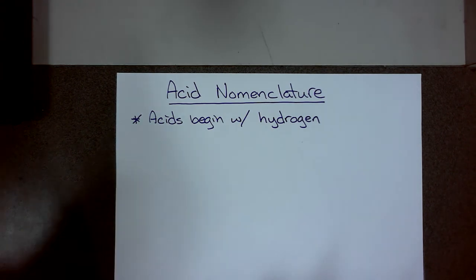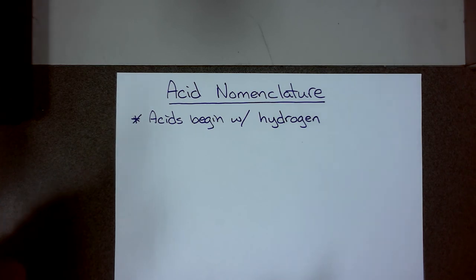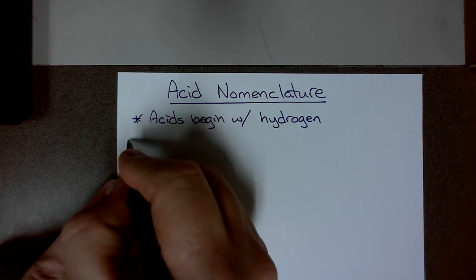So remember, if it has a metal to begin with, it's going to be ionic. So it's a metal to a nonmetal, that's ionic. Then if you have a nonmetal to nonmetal, then you know it's going to be covalent. And if your formula begins with a hydrogen, then you know it's going to be an acid. Now there are three rules to naming acids. And so let's look at rule number one.